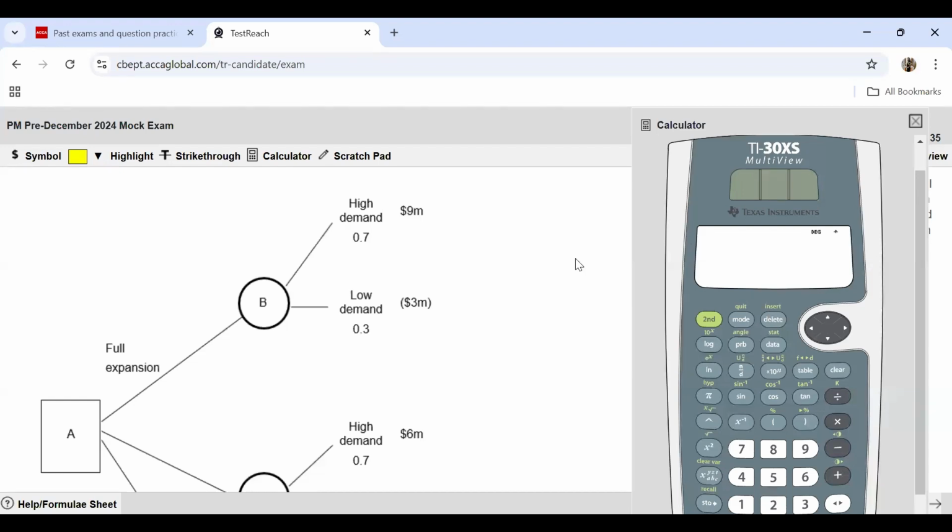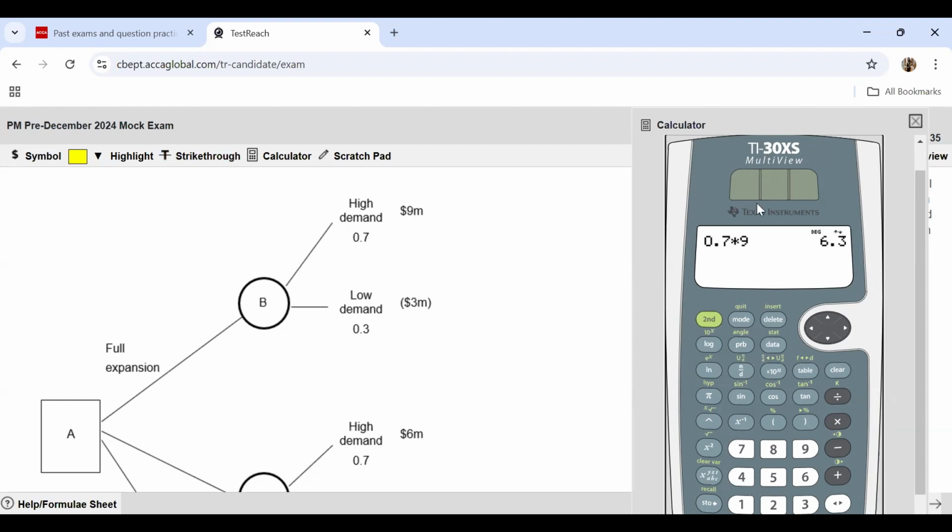So 70% chance is there that you are going to make $9 million. So you're going to take 0.7 over here and multiply that by 9. If you have perfect information, you're going to go ahead for option B, the alternative B.